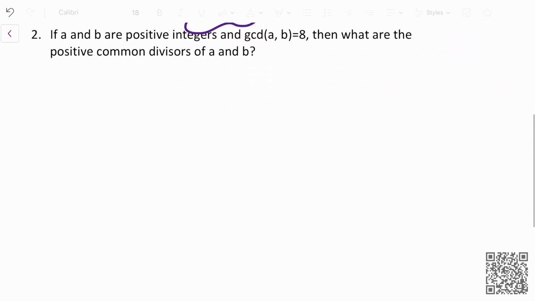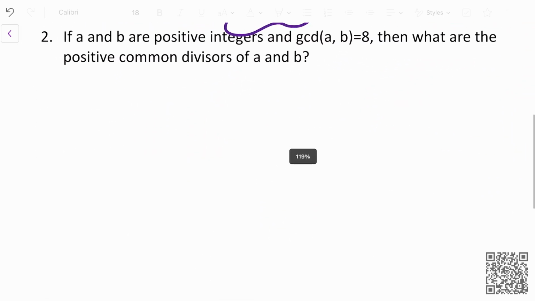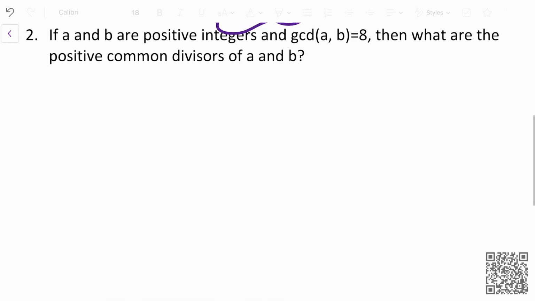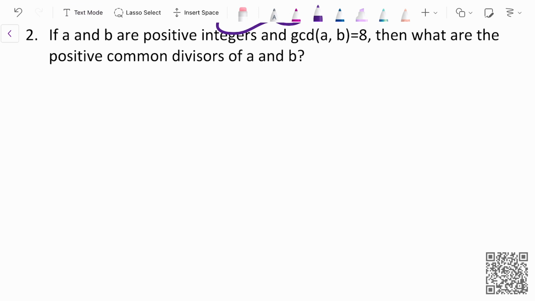Moving on to problem number 2, if a and b are positive integers and GCD(a, b) equals 8, then what are the positive common divisors of a and b? So this question is quite similar to the one above, except it doesn't use the solving method anymore. So if a and b's greatest common divisor is 8, then of course, first of all, both of them share 1, because basically all numbers share 1.